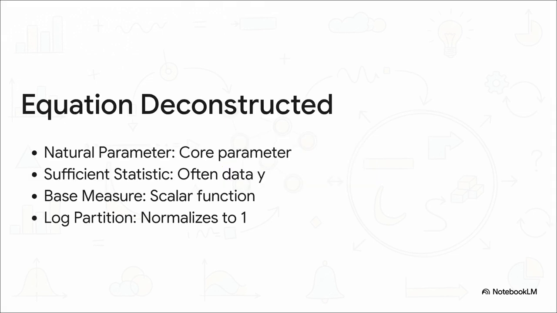Let's actually demystify this and break it down into its core components. First up, we've got the natural parameter, denoted by eta. That's the core parameter of the distribution. Next is the sufficient statistic, T of y, which, honestly, for our purposes, is usually just the data y itself. Then we have the base measure, B of y. And finally, the log partition function, A of eta. Now that last piece is super important because it acts as a normalization constant, making sure the entire probability distribution integrates perfectly to 1. By isolating these interchangeable engine parts, we can just swap in different values to easily generate a Gaussian, a Bernoulli, or a Poisson distribution programmatically.